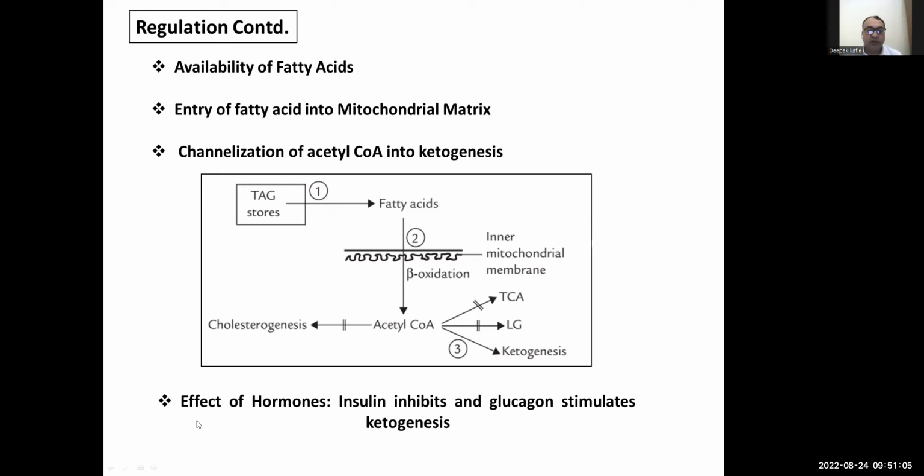And of course, with regard to the effect of the hormones, insulin will be low in case of diabetic ketoacidosis. That's why at that time high glucagon will be there, as in starvation. Ultimately that glucagon will favor the beta oxidation process, and finally it leads to the formation of the ketone bodies. This is all about the regulation of the ketone bodies.